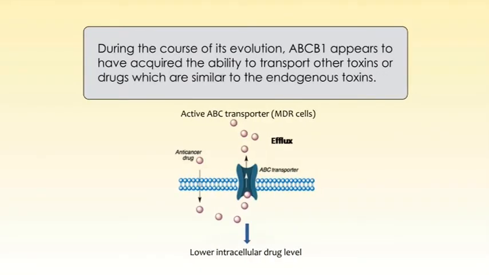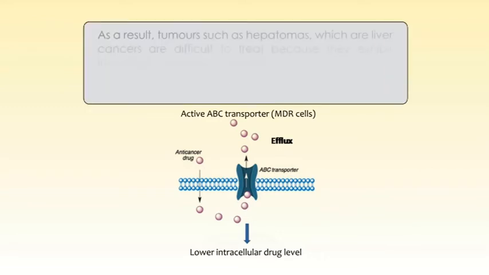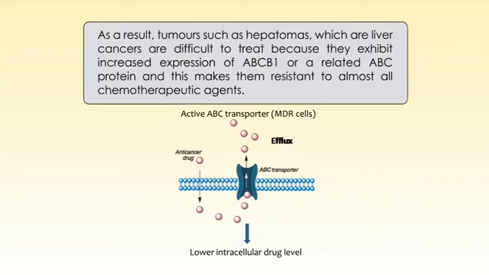During the course of its evolution, ABCB1 appears to have acquired the ability to transport other toxins or drugs which are similar to the endogenous toxins. As a result, tumors such as hepatomas, which are liver cancers, are difficult to treat because they exhibit increased expression of ABCB1 or a related ABC protein, and thus become resistant to almost all chemotherapeutic agents.